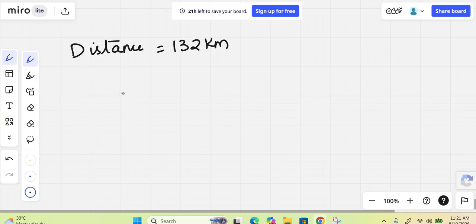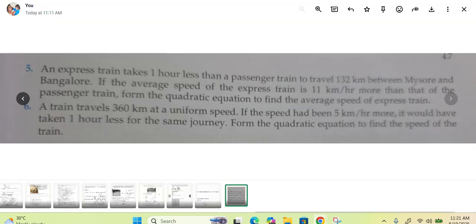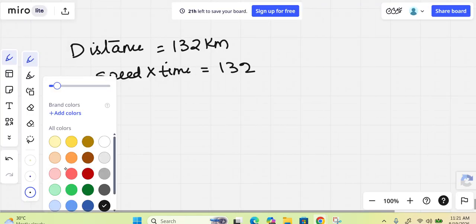Distance is actually what? What is distance? Speed into time. Distance is equal to speed into time also. Is that correct? So you have understood that fact. Now what is speed and what is time? Let's come here. If the average speed of the express train is 11 kilometer per hour more than that of the passenger train, okay, do we have any idea what is the speed of the passenger train?